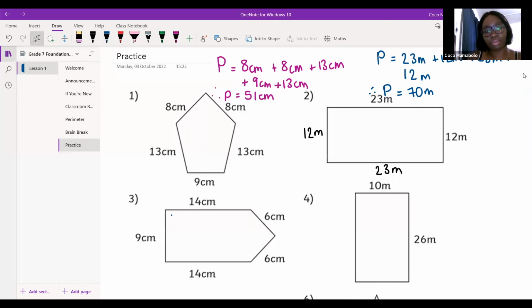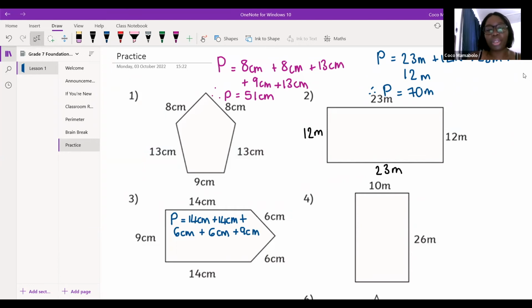Perimeter P is equals to 14 centimeters, good, plus 14 centimeters, plus 6 centimeters, plus 6 centimeters again, good. And plus 9 centimeters. Plus 9 centimeters. Excellent. What comes next? P is equals to 49 centimeters.